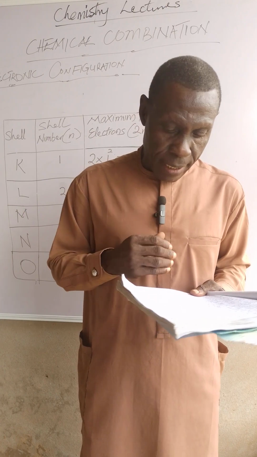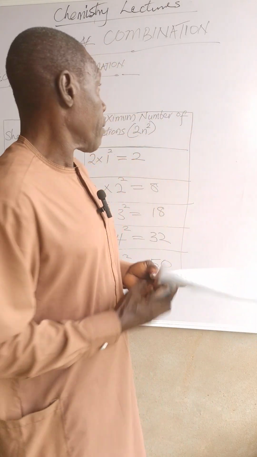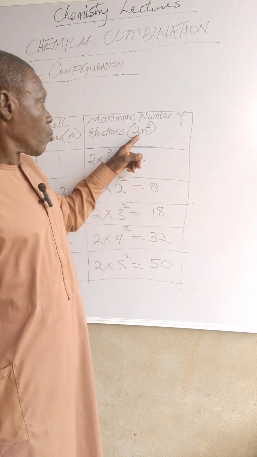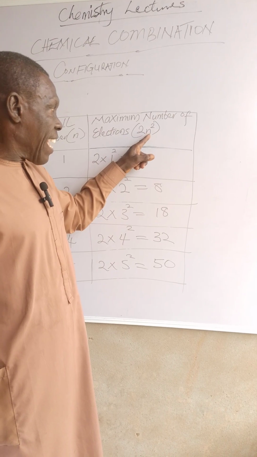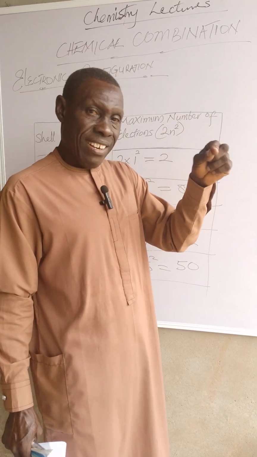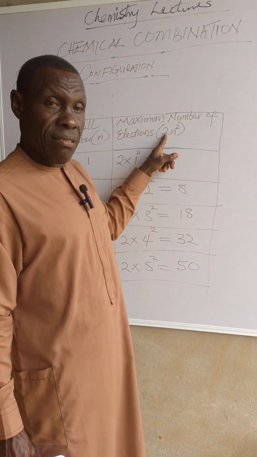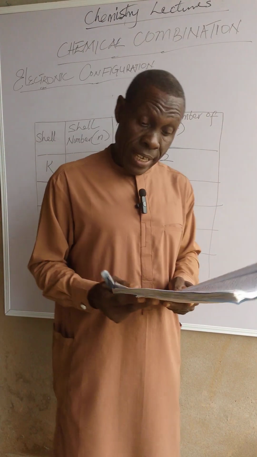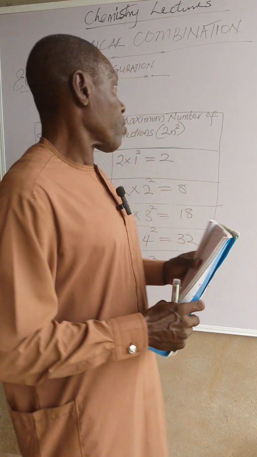Now, if you look at it there, the first shell, the formula there is 2n squared. That's what you have here, 2n squared. While this n stands for the particular shell in question, the 2 here is a constant. It's a constant. We'll get there as we begin to calculate. Now, the first shell, look at this structure here.